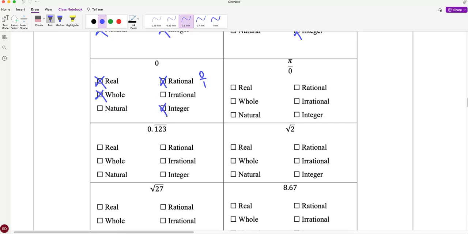Yes. Pi over 0. In this class, anytime there is 0 on the bottom of a fraction, there is only one word you will ever use. This is undefined. Okay? None of those other things apply.